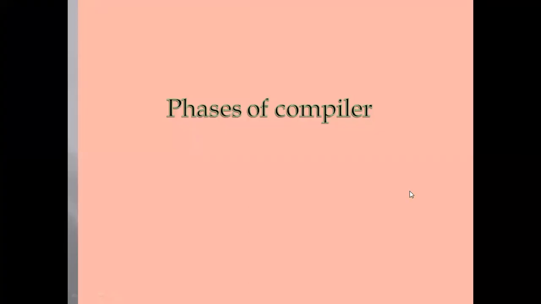Hello viewers. In this video, we will discuss the different phases of a compiler. For execution of a high-level language, it will go through different steps. The second step is the compiler. That is, it will convert the pre-processed code into assembly language code. So now we will see how it will convert the pre-processed code to assembly language.